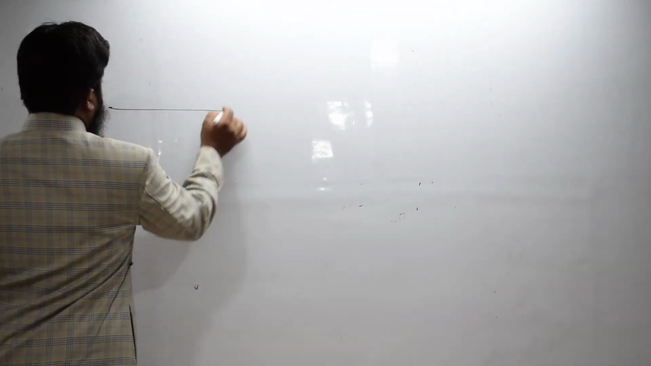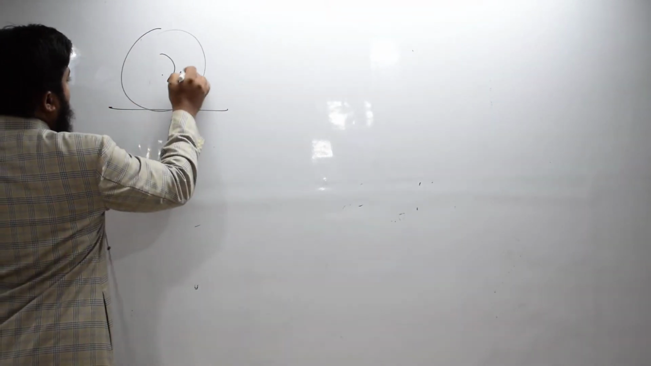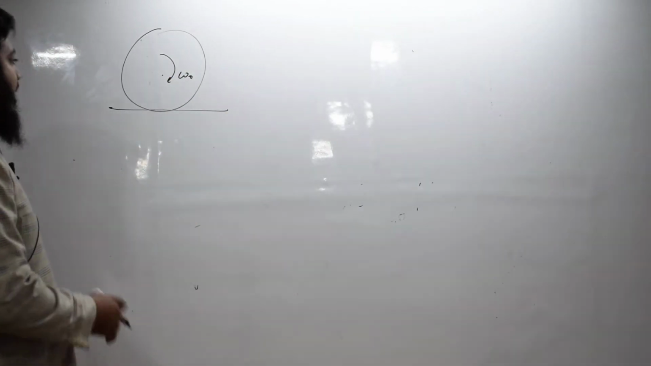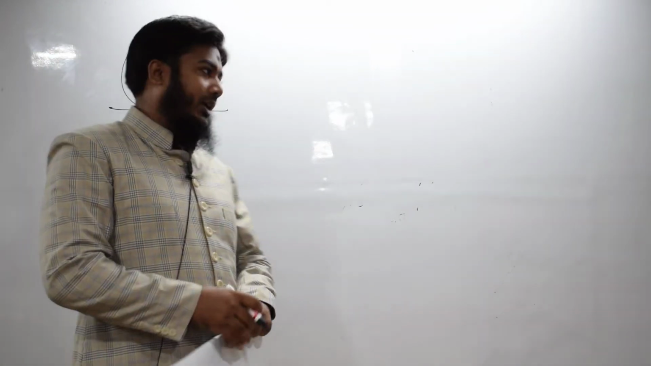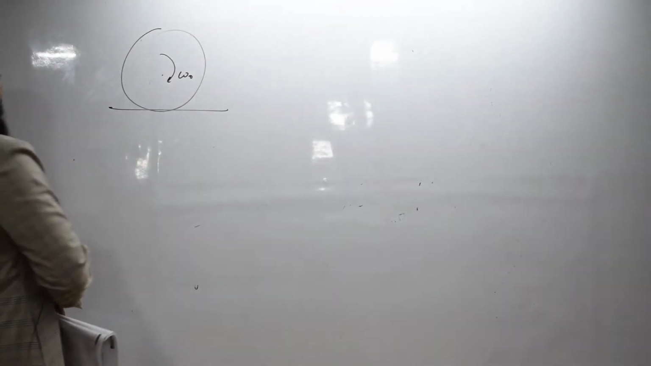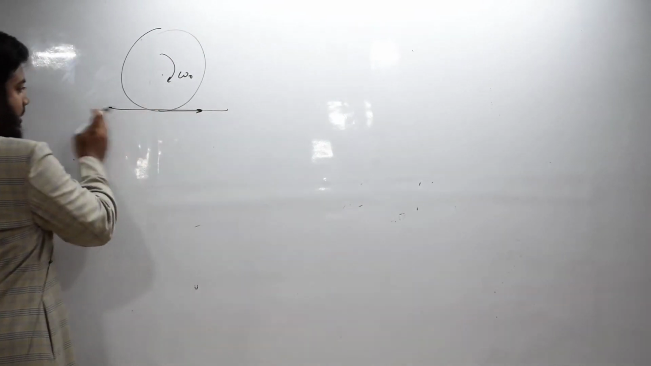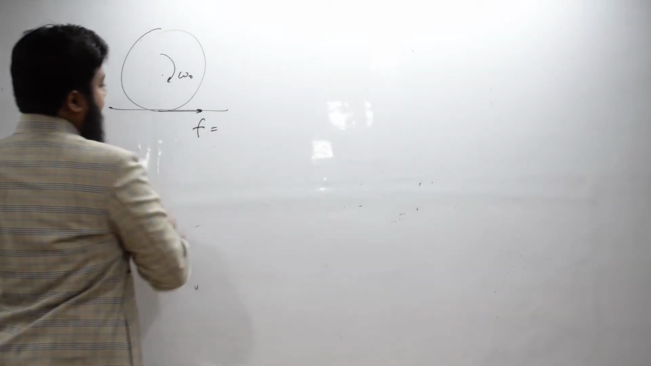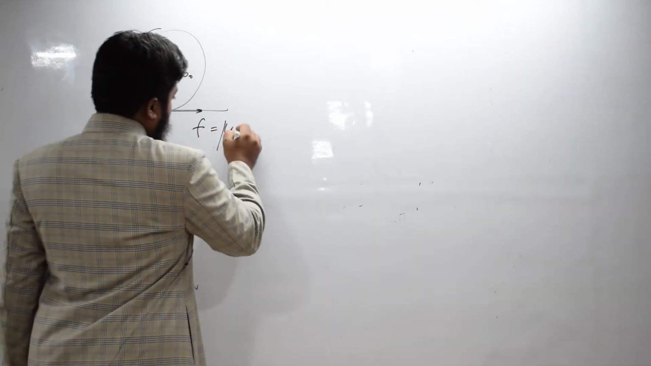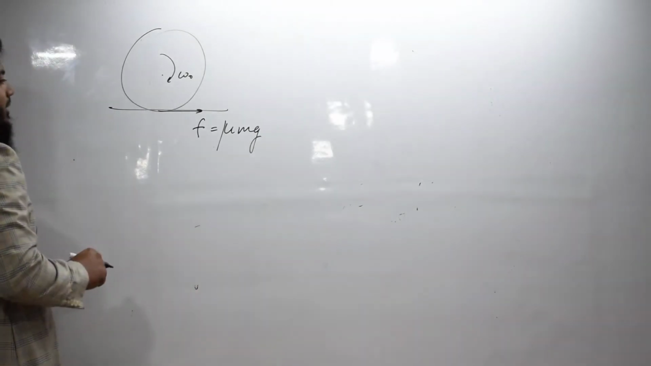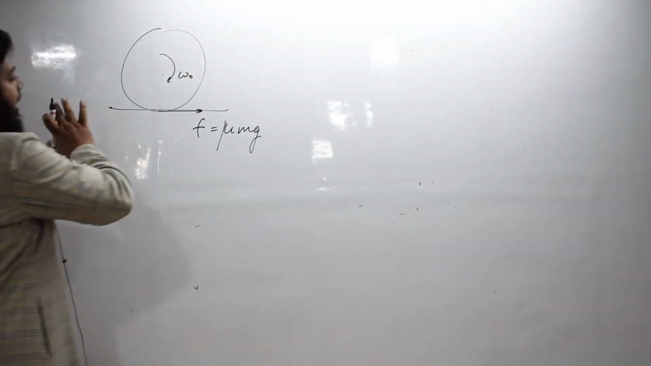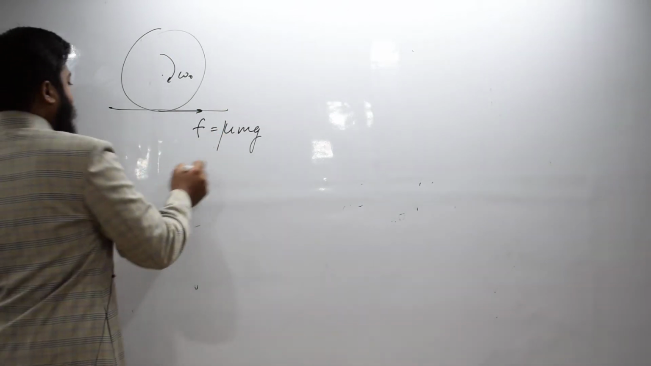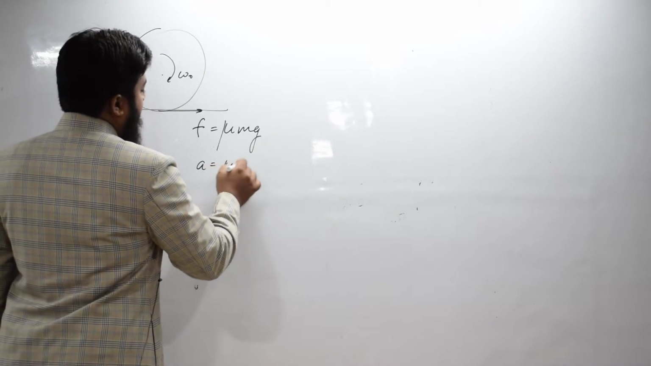So, a hoop initially rotating with an angular velocity omega is put on a rough surface. Initially it will slip and eventually it will start rolling. When it is slipping, this part is going backward. So, the frictional force will be in forward direction, and since it is a case of slipping, frictional force will be μmg. Then the acceleration due to frictional force will be μg.